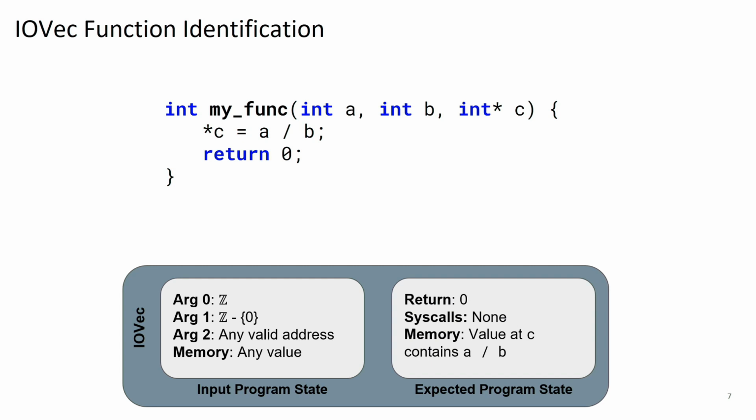And then the expected program state after this function executes has the return value be 0, no system calls were made, and the memory located at the third argument contains the value of A divided by C. Any single concrete instance of this IOVec that satisfies both this input and output state is a valid IOVec for this particular function. And the full set of IOVecs will uniquely identify this particular function from all the other functions within a binary.